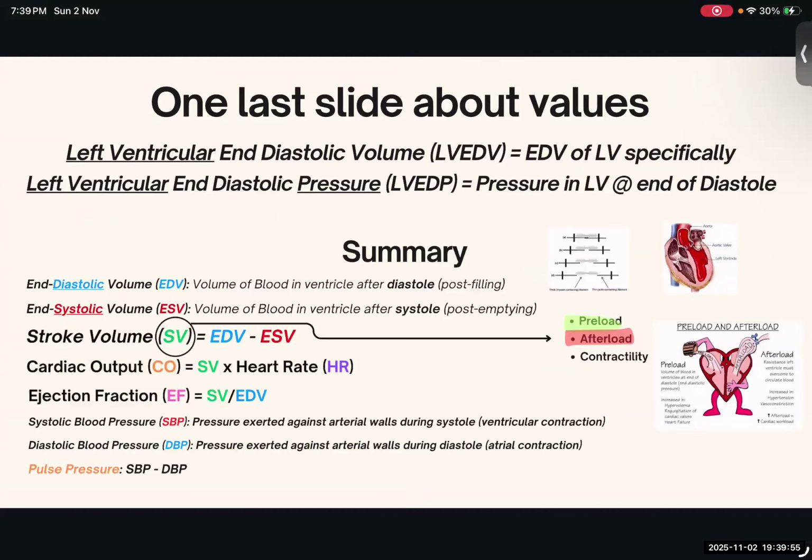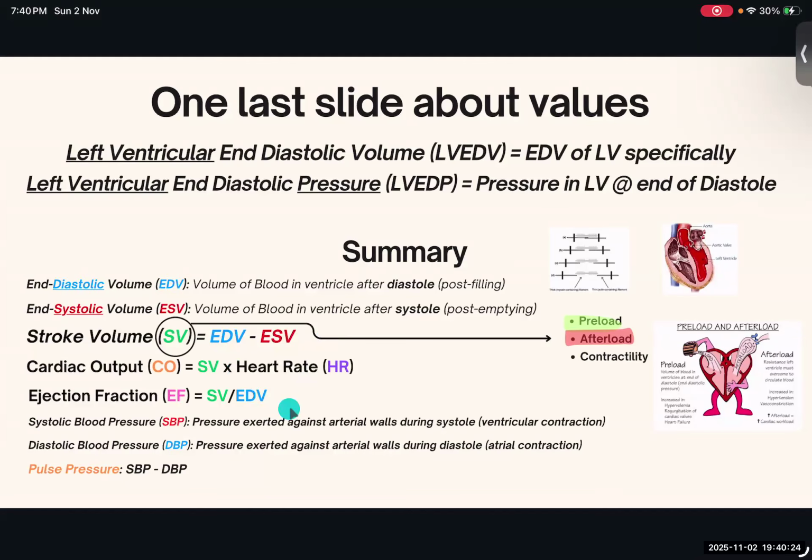So this is a summary of everything that we talked about. I'm going to go through it very quickly. We have the end diastolic volume, which is the volume of blood in the ventricle after diastole. The end systolic volume of blood after systole. We have the stroke volume, which is EDV minus ESV, how much we started with, how much we ended up with. And then we can use that to measure cardiac output, which is the total output of the heart, how much work is the heart doing, multiplying stroke volume by heart rate.